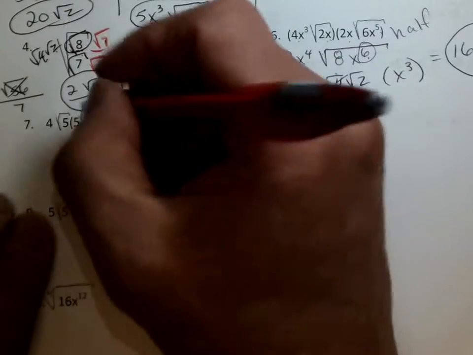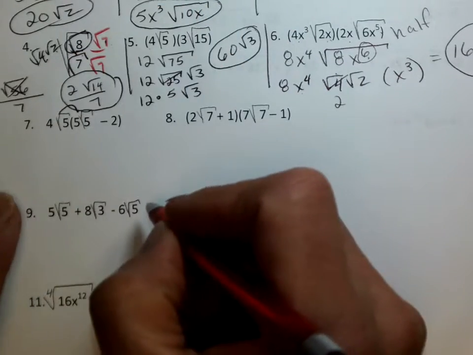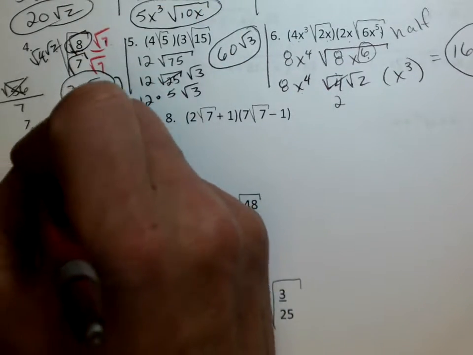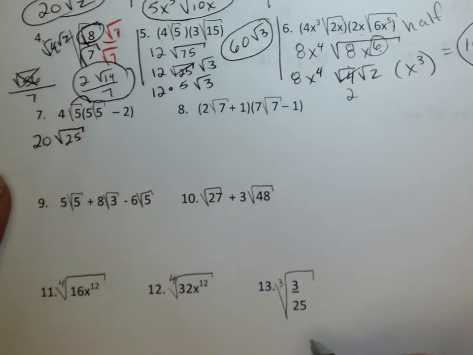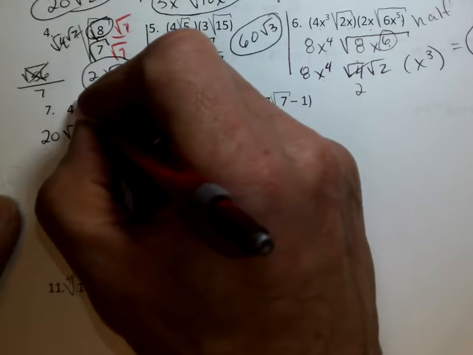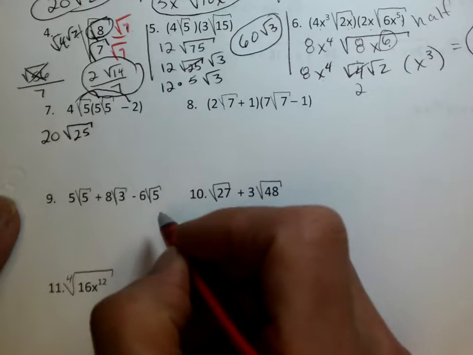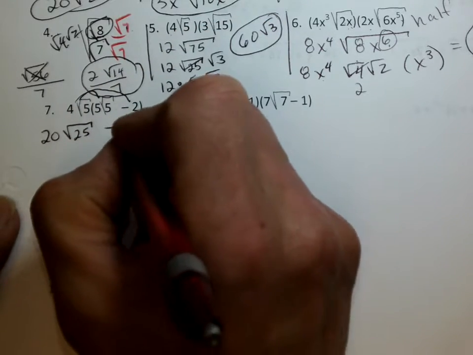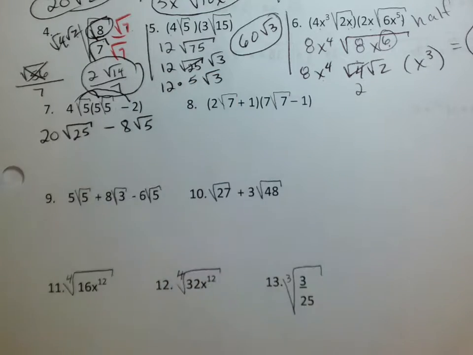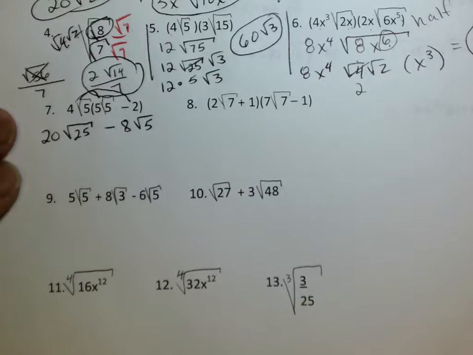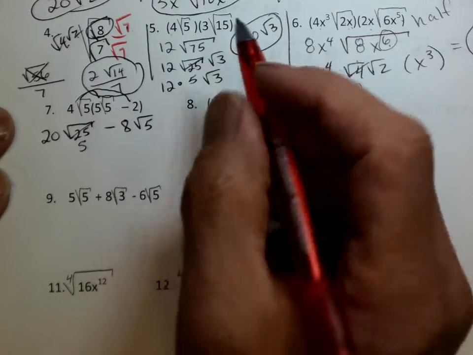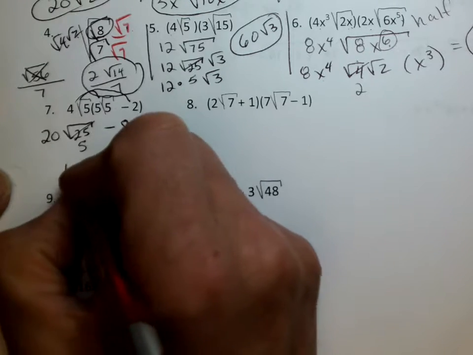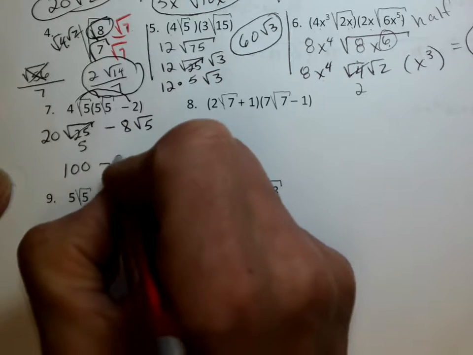7. Let's see, I'm going to go this times this, which gives me a 20 square roots of 25. And then I'll go 4 square root of 5 times negative 2 makes a negative 8 square root of 5. Well, the square root of 25 is 5. And I know 20 times 5 is 100 minus 8 square roots of 5.